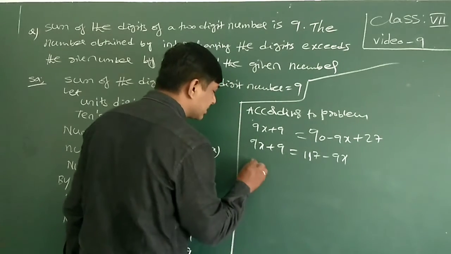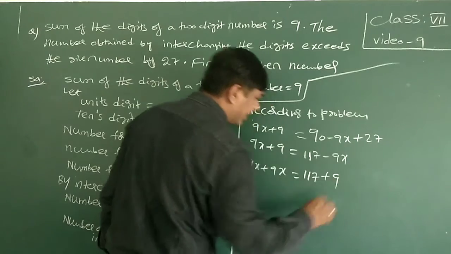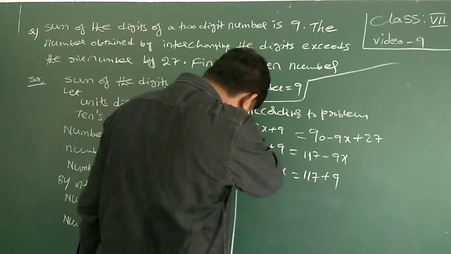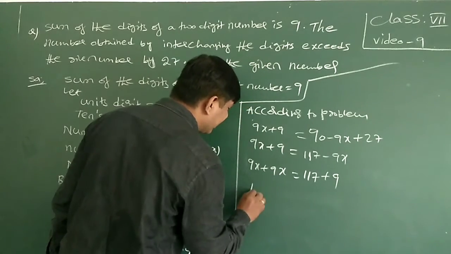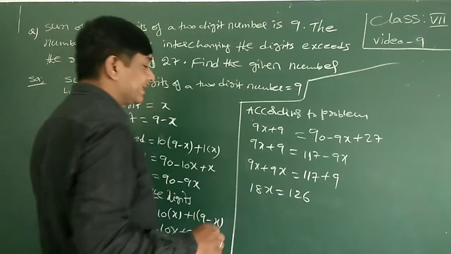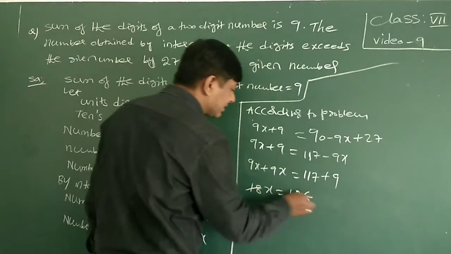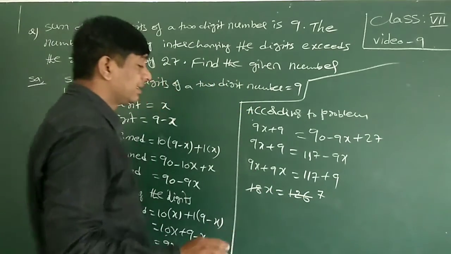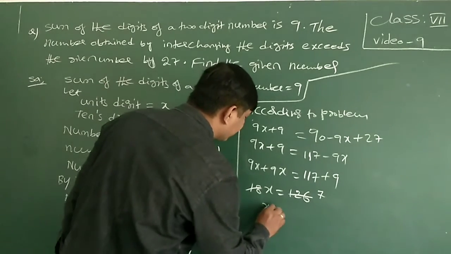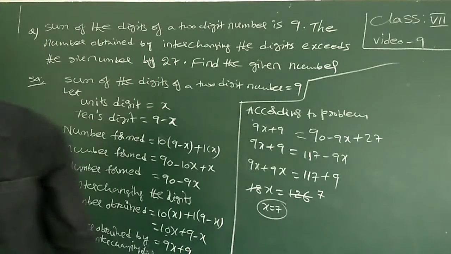Now separate the variables. 9x plus 9x is equal to 117 minus 9, that is 126. Now 18 ones are 18, 18 sevens are 126. So x is equal to 7.